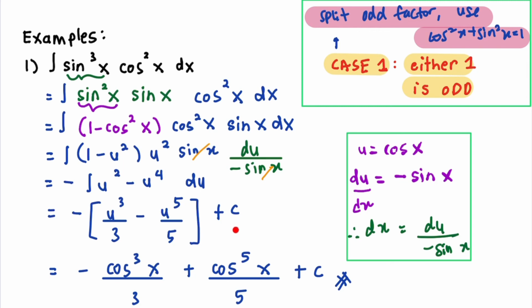And finally, after you have finished integrating, let us back substitute. Your u should be written as cos x again. So the answer is negative cos x cubed over 3 minus, and minus negative is plus, cos x to the power of 5 over 5 plus c. So this is your final answer. So this will be very simple if you are able to screen first which case we are in right now, which is case 1, where either one of cos and sine here is odd.